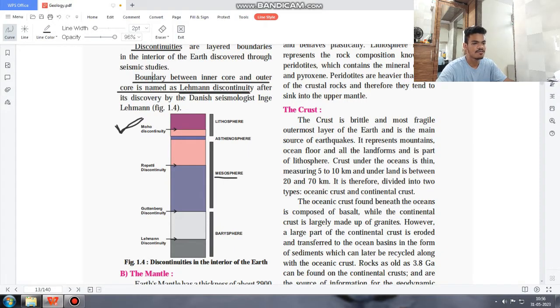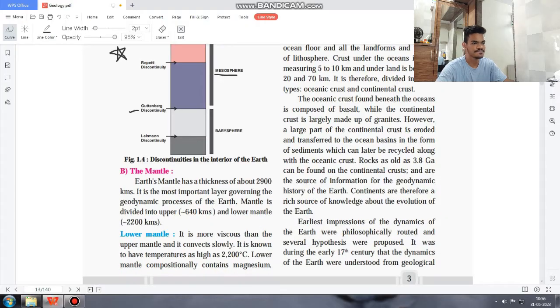What is the discontinuity present in the barosphere? Lehmann. What is the discontinuity present between mesosphere and barosphere? You can say Gutenberg. Discontinuity present in lithosphere, you can say Moho discontinuity. So this diagram is very important. At least one question will be asked from this diagram, only 1 or 2 questions.